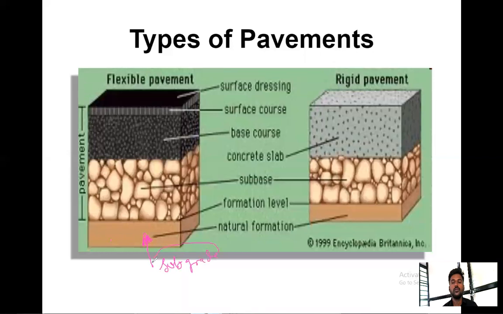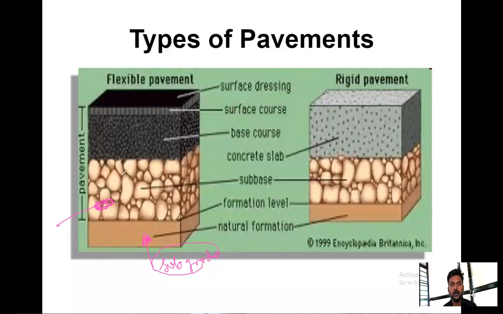We need to go for the compaction, a very good and firm compaction, done by the compactor on site. Then we have to form a sub base. For that, we need to add boulders, aggregates of large size, etc. And then we need to go for the compaction of that sub base by the compactor.